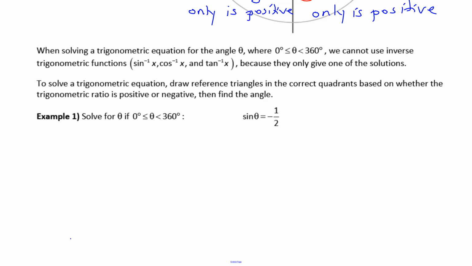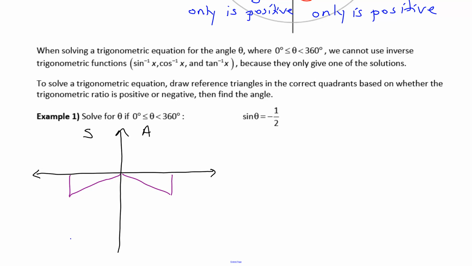In example 1, we're trying to solve the equation sine of theta equals -1/2 for angles between 0 and 360. Since sine is negative, we know we will not use quadrants 1 and 2, in which all trig ratios are positive and sine is positive. So we'll draw reference triangles in quadrants 3 and 4, label the sides based on the fact that sine is opposite over hypotenuse, and use the Pythagorean theorem if you want to find the value of the third side, which is not necessary, but you can, before we recognize this as a 30, 60, 90 triangle.